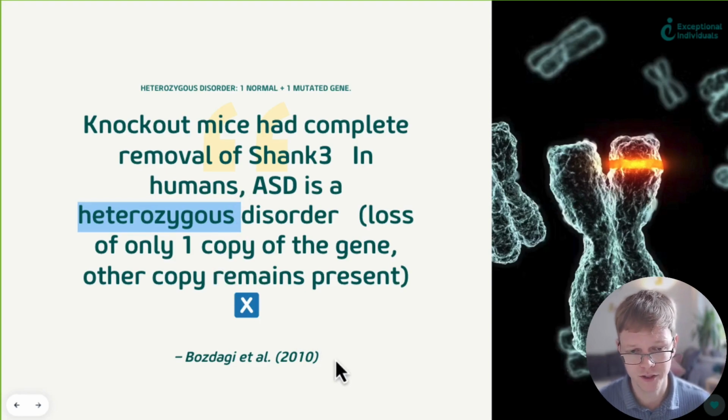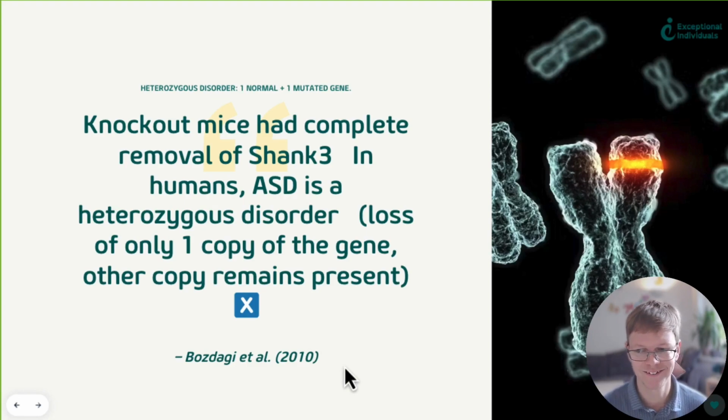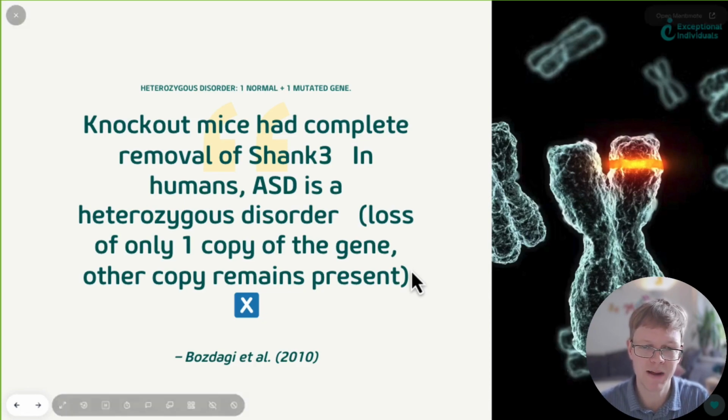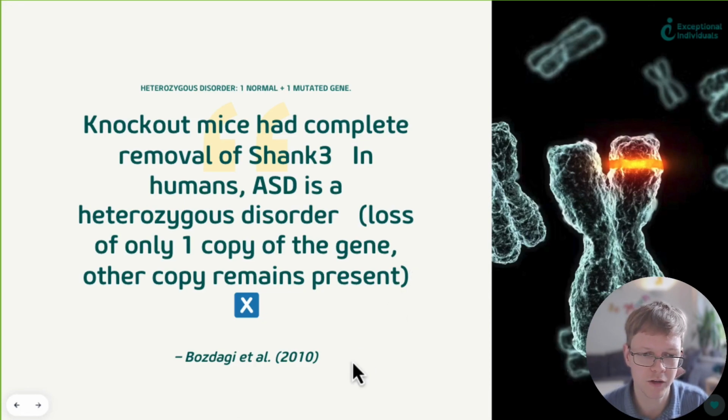Other copies remain present. Okay, let's break that down. A heterozygous disorder is when you have one normal gene and one mutated gene. So as you can see here, you've got a gene here. Let's say, for instance, this is the SHANK3. On the other side, there would also be a SHANK3. Now, we would get rid of one, but in mice, you get rid of all of them. So it really isn't a direct comparison, even on the micro scale.